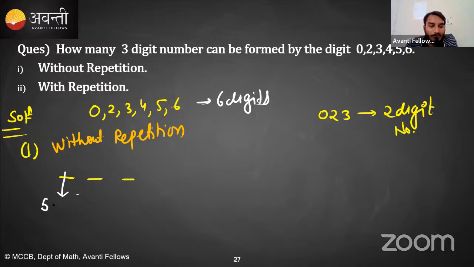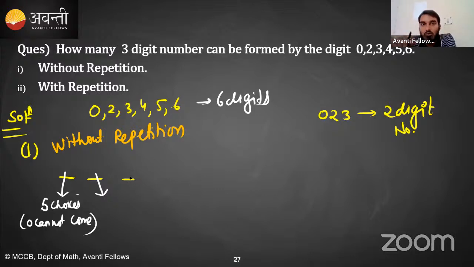5 choices, right? Zero cannot come on the first place. Yes or no? Now repetition is not there. Now tell me, corresponding to each of these ways, in how many ways can the second place be filled? Which can the second digit be? In the second or third digit zero can occur. Only on the first digit zero should not occur, right?